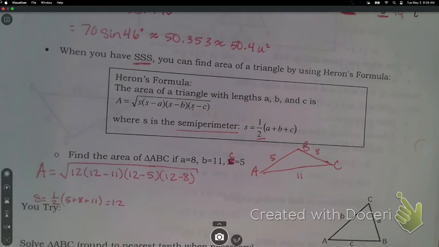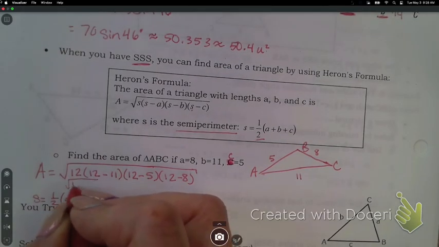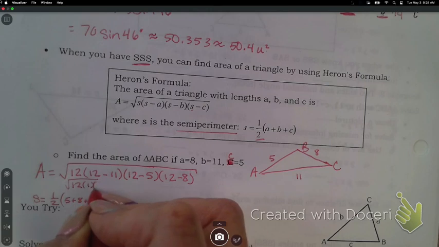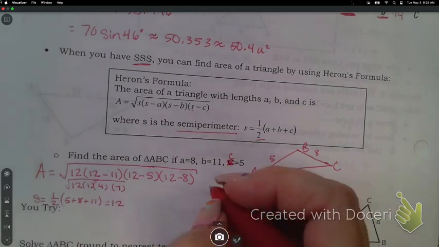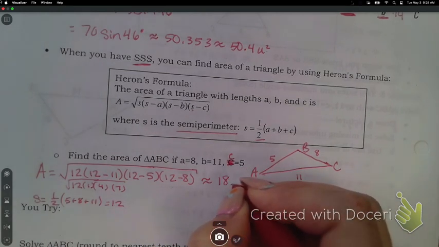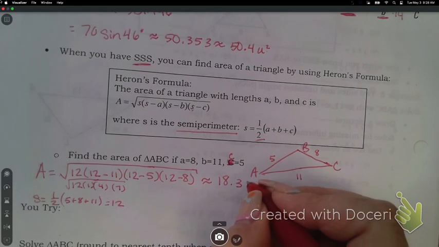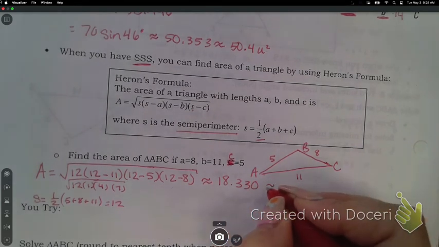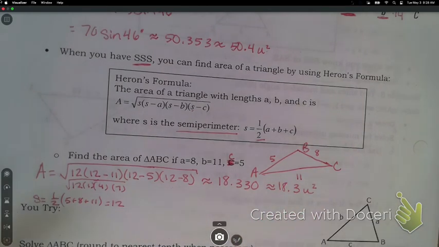Right? Okay, so then we got 12 times 1 times 4 times 4 times 7. I got approximately 18.33. Give me 3 not rounded. 18.3 what? 330. Okay. So approximately 18.3 units squared.